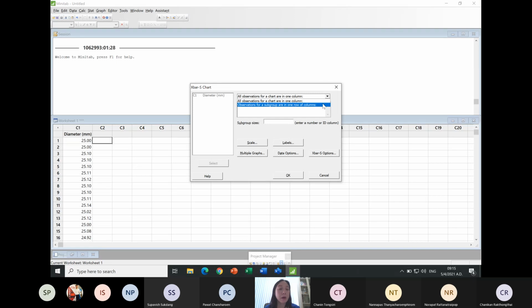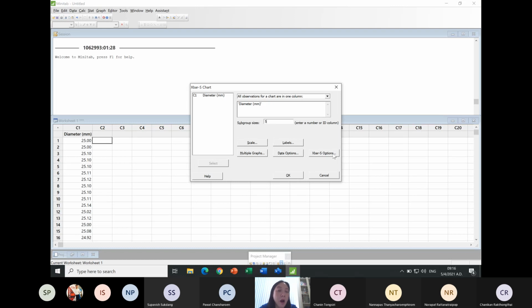But in this case we have the data in one column, so you click on the first one, in one column. Then you enter the column name by double click C1 on the right hand side box. Below it asks you to enter subgroup size or sample size, so you enter 5, because there are 5 data points in each subgroup.